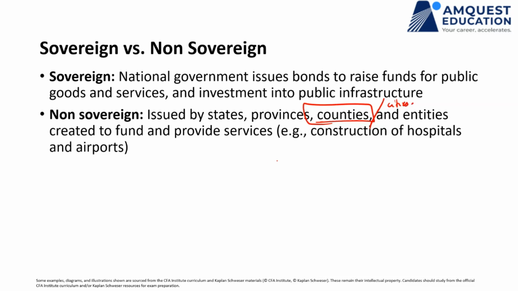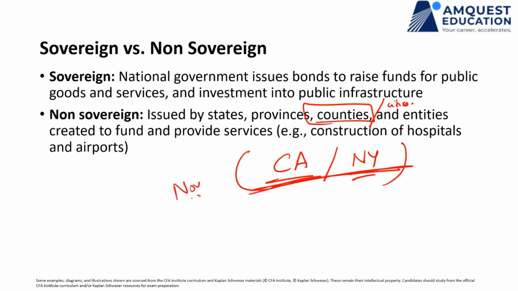right? And as I said earlier, California can do their own fundraise. You can have New York doing their own fundraise, because in that case, their cities or states do independent fundraises. And entities created to fund and provide services can do their own fundraise. Remember, some of them are not government, they are non-sovereign in nature. They don't carry the full guarantee from the federal or central government, but they are quasi-sovereign, if you want to call it that way.